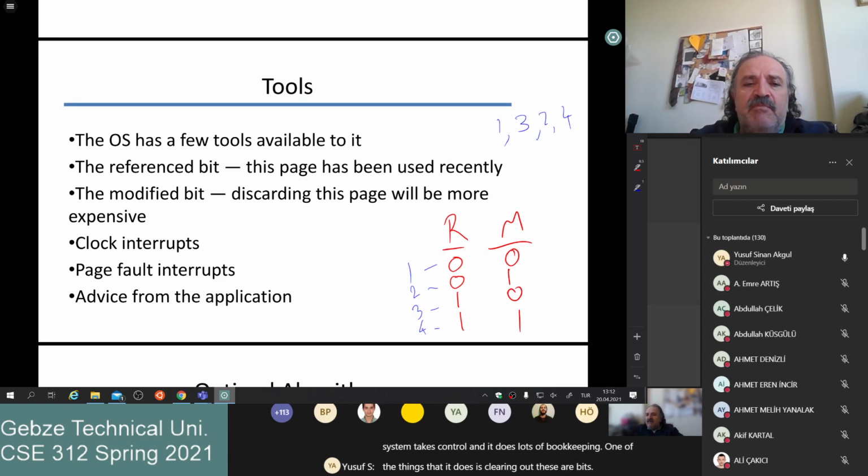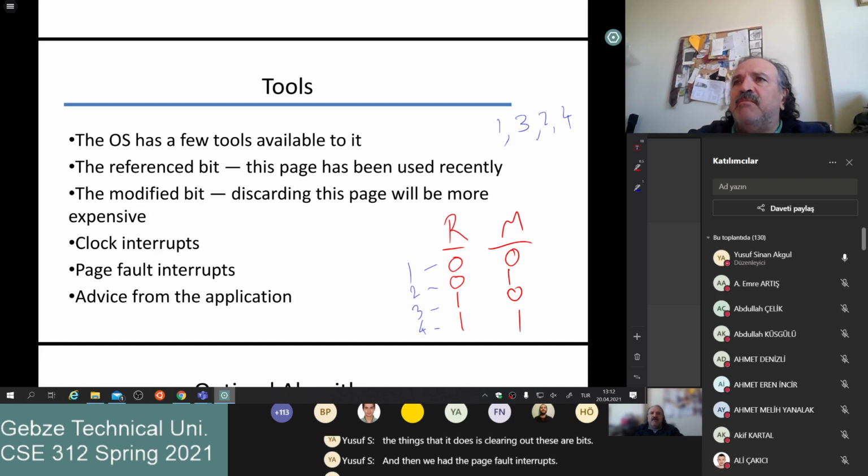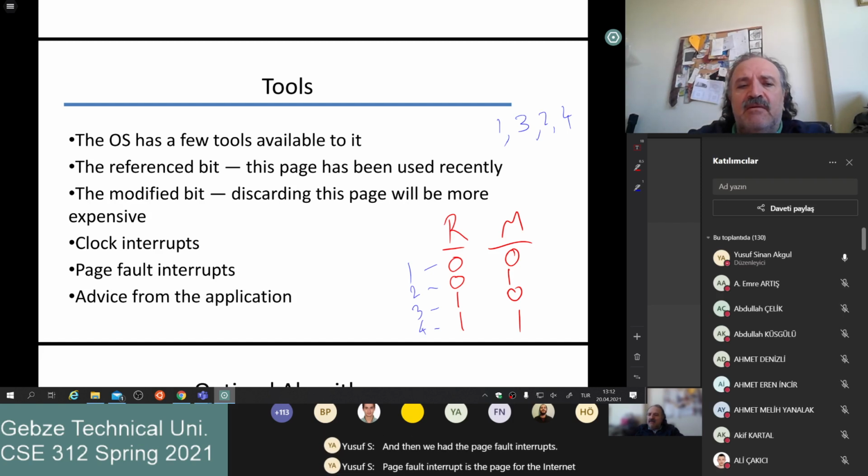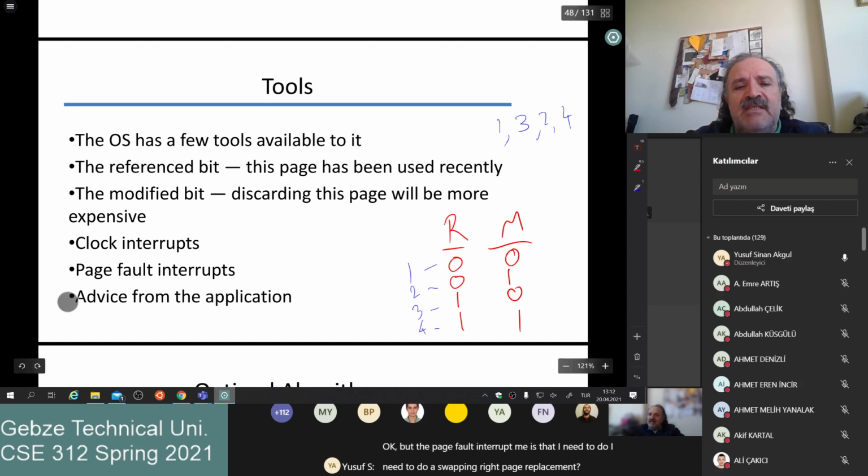And then we have the page fault interrupts. If a page fault interrupt happens, I can do some other bookkeeping too. The page fault interrupt means that I need to do a swapping, right? Page replacement. And finally, how about this one, advice from the application? What does that mean?